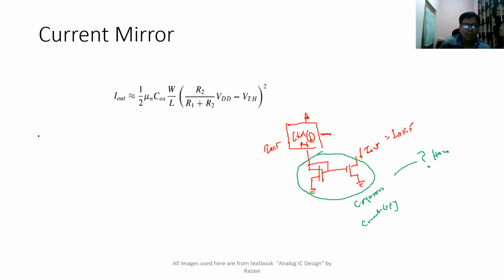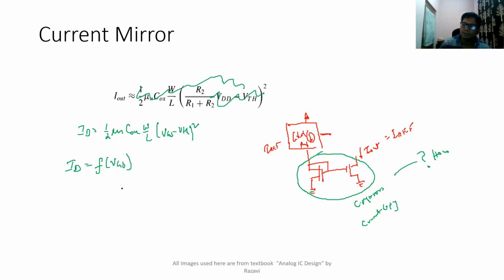Let us commit this equation. This is the normal equation. If I write it for a current source, neglecting channel length modulation, it is ID = 1/2 μn COX W/L (VGS − VTH)². In other words, ID is a function of VGS. Or I can also write that VGS can be derived as an inverse function of ID.